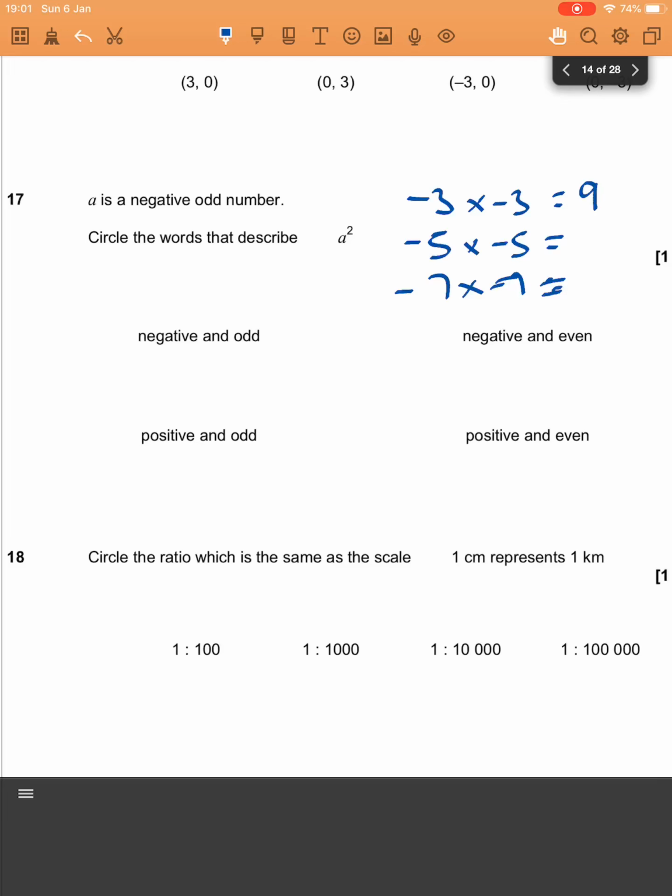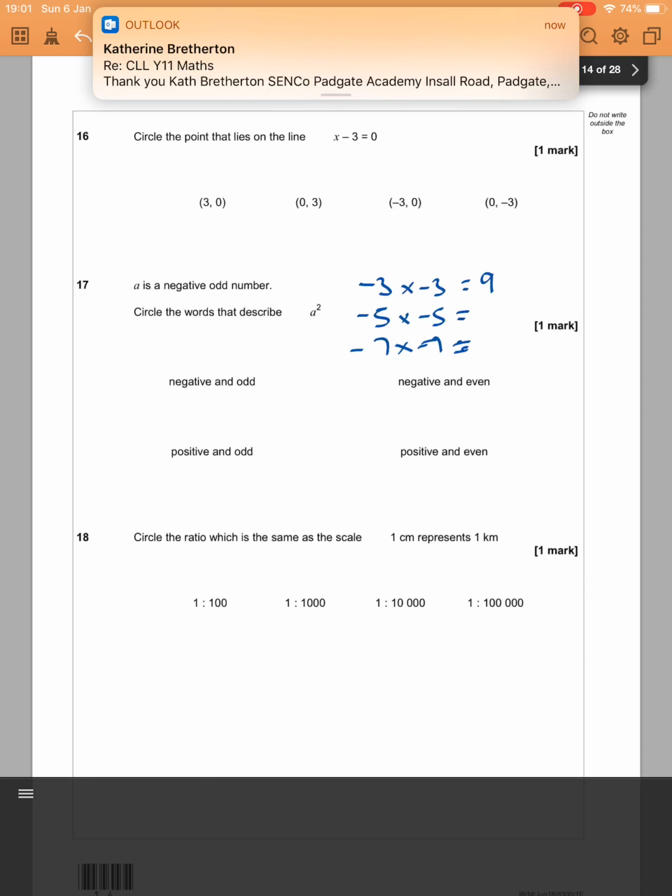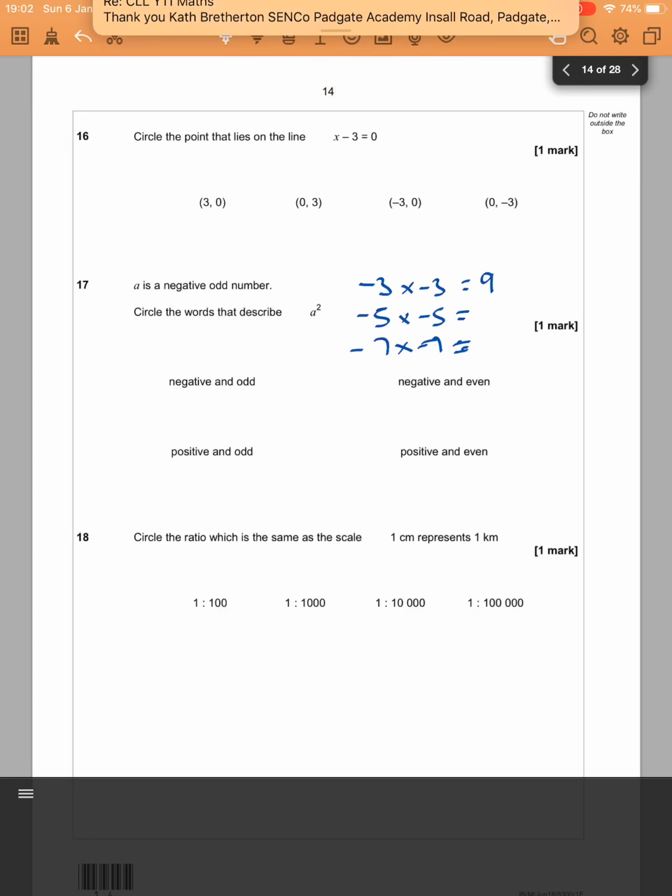Question 18. Circle a ratio which is the same as the scale. 1 centimetre represents 1 kilometre. So we've got to do the ratio between 1 centimetre and 1 kilometre. And the error people have made here is they've spotted kilometre and they've said 1,000 because there's 1,000 metres in a kilometre. What we need to do is break this down a little bit, because you've got 1 kilometre.